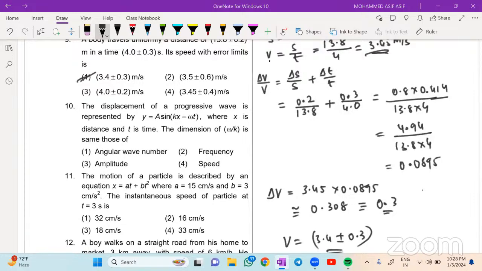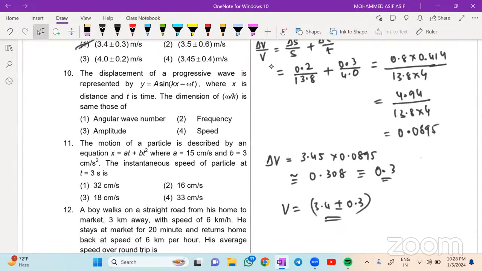Done. 10th one. The displacement of a progressive wave is represented by y is equal to a into sine kx minus omega t, where x is distance and t is time. The dimensions of omega by k will be equal to how much? I hope directly you can do this one. Omega is nothing but how much for me? Omega is equal to 2 pi by T, or 2 pi into n. Isn't it? We know the formula already from the waves. Omega by k will always give me what? Speed. Dimensionally also you can check it once.